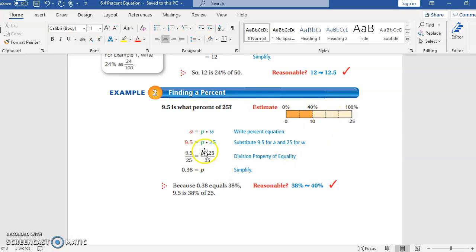Here, since we have numbers on both sides of our equal sign, we have to get our variable by itself. So we have to undo what's being done to the variable. We're multiplying 25 times P. So what's the opposite of multiplying by 25? Dividing by 25. So we're going to divide both sides by 25. 9.5 divided by 25 gives you 0.38. Move your decimal point over 2 spots, which is like multiplying it by 100, and you get 38%.